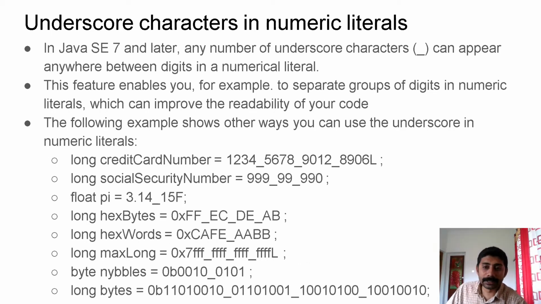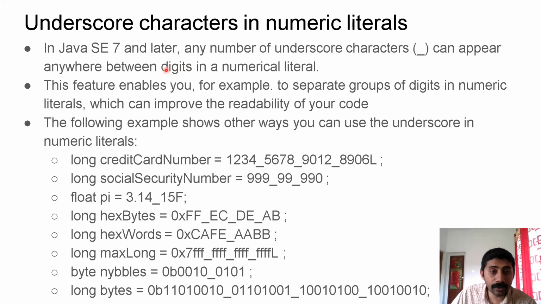Underscore characters in numeric literals. This is something new to you. In Java SE 7 and later, any number of underscore characters can appear anywhere between digits in a numerical literal. This feature enables you, for example, to separate groups of digits in numeric literals, which can improve the readability of your code. Just imagine you have to store a credit card number in your code. Usually a credit card number will have 4 parts. Each part will have 4 digits. So if there is a provision to separate each part, then we can easily check such numbers. So readability will increase. For that purpose only, these underscore characters are used.